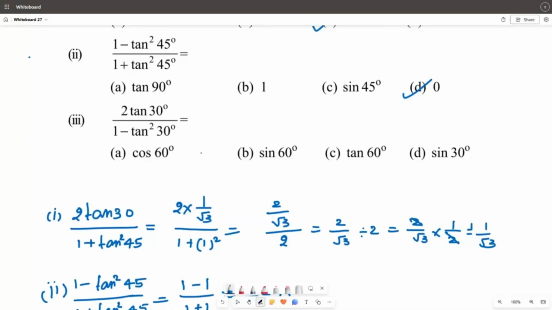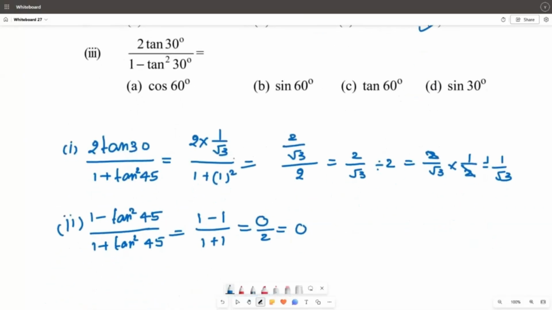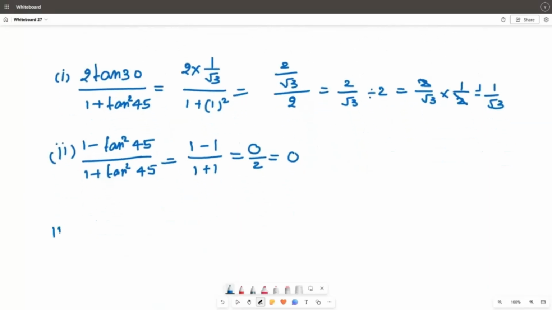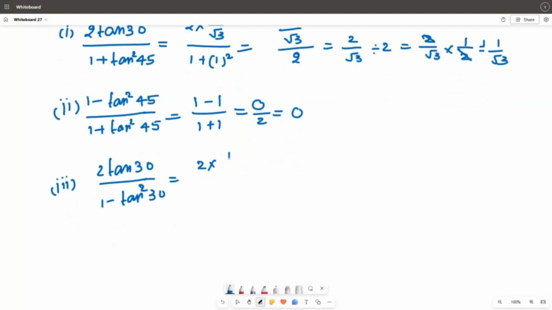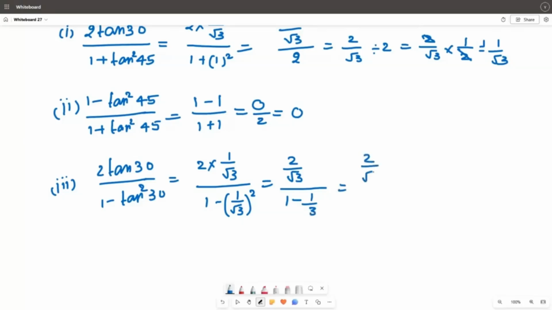And lastly, we have 2 tan 30 by 1 minus tan² 30. So let's do the last one, third one. 2 tan 30 by 1 minus tan² 30. If I substitute tan 30 equal to 1 by root 3, this will be 2 into 1 by root 3, and in the denominator we have 1 minus 1 by root 3 square, tan² 30. So numerator will be 2 by root 3 and the denominator is 1 minus 1 by 3.